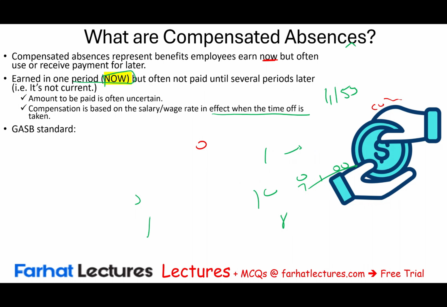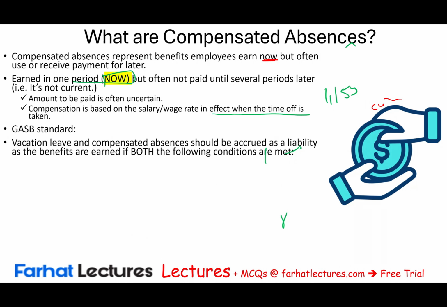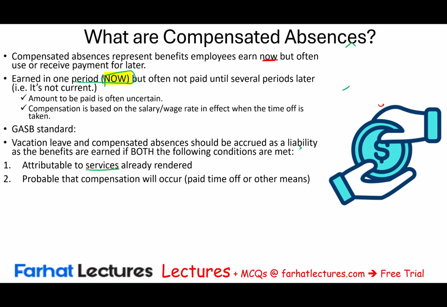Now, how much they will pay you. The GASB standard, the government-wide GASB, says vacation leave and compensated absences should be accrued as a liability as the benefits are earned if both of the following conditions are met. So when do you recognize it for accrual basis? Well, you would have to provide the service, so the employee would have to work for the company, and it's probable that the compensation will occur. It means the person takes the vacation. Probable they will exercise this time off and the company will have to pay them. And for vacation time, we all know people take their vacation.